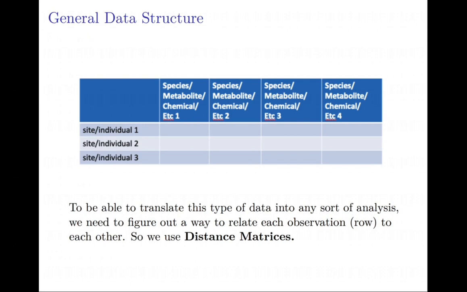So to be able to translate this type of data into any sort of analysis, we need to figure out a way to relate each observation, which is a row that's made up of different elements or species or metabolites, etc. We need to figure out how to relate them to each other. So we need to use distance matrices.